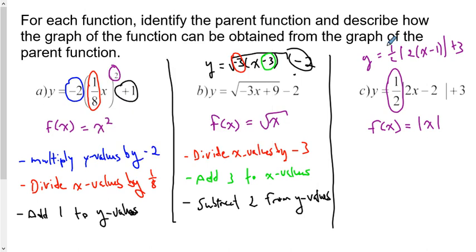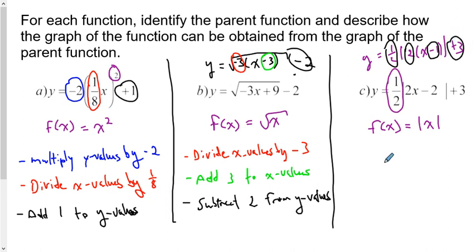Okay, so what are my changes here? This half out front, that's going to multiply all my y values by a half. That's the same as dividing my y values by 2. Then I've got this 2 that's in here with the x value. I'm going to divide all my x values by 2. So that's going to be a horizontal compression. And then I got this minus 1. That's going to move me to the right in the positive direction. So I'm going to add 1 to all my x values. And then this one I'm going to add 3 to all my y values.